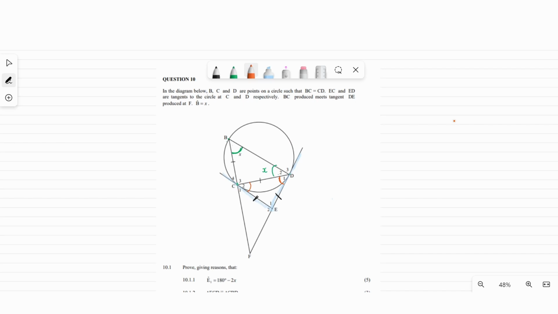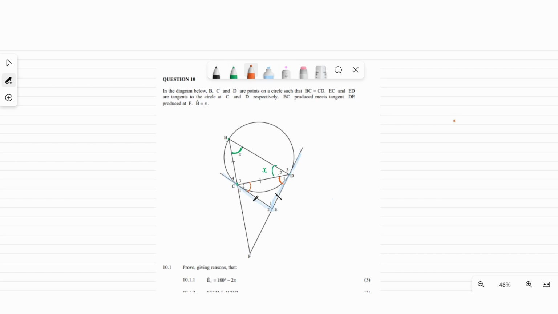That's what we know. And they tell us that BC produced meets tangent DE produced at F, so DC extends to produce F, and they tell us that angle B is equal to x. So they have that in the diagram.